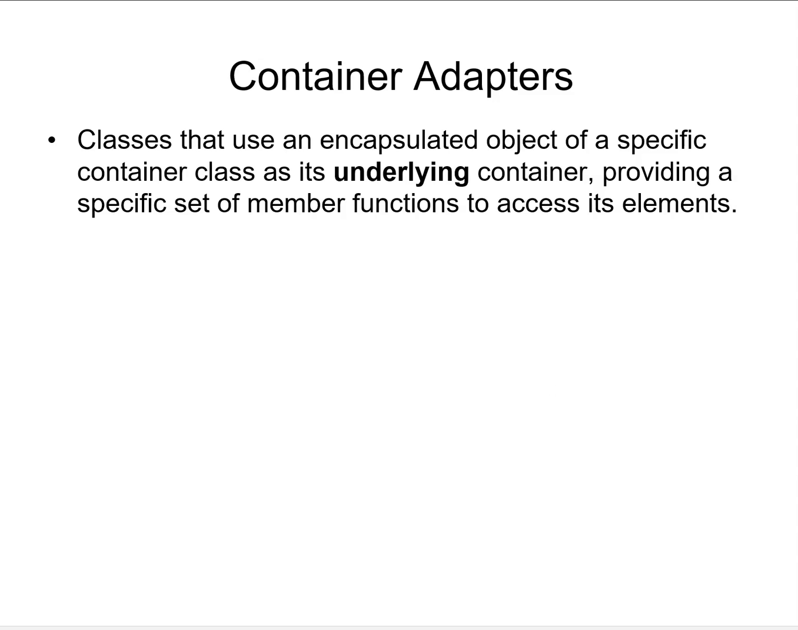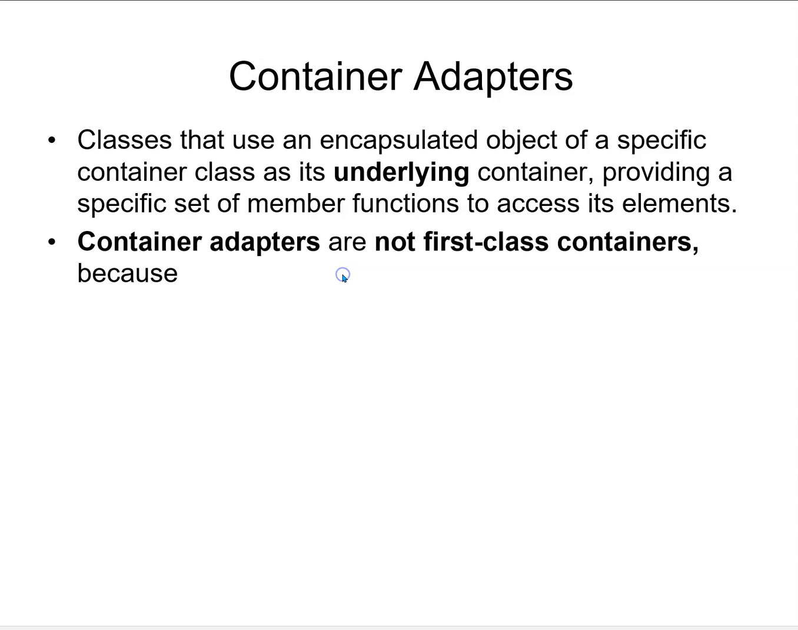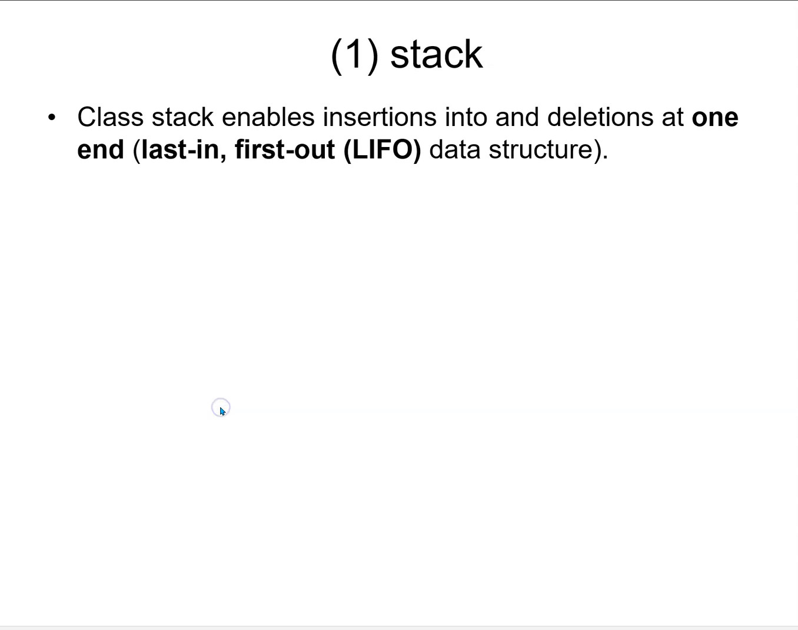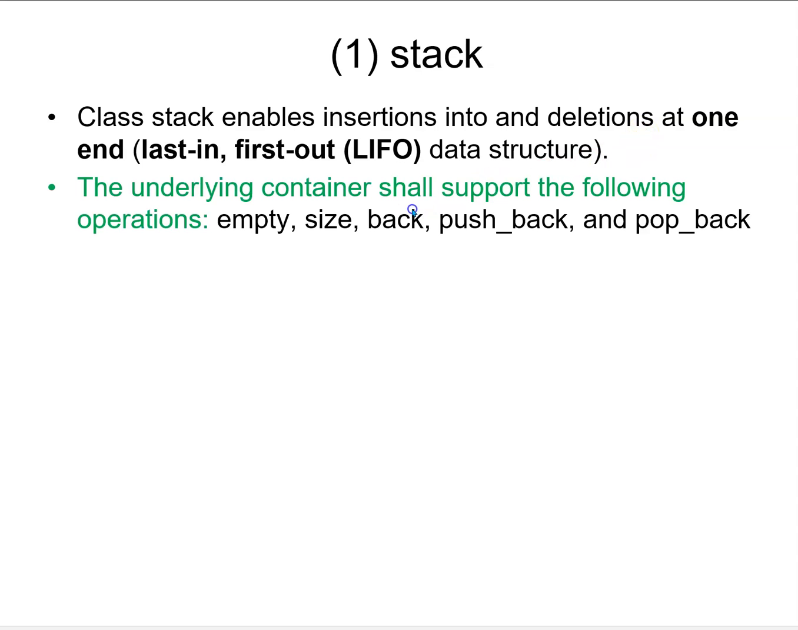So, classes that use an encapsulated object of a specific container class as its underlying container provide a specific set of member functions, and those are called container adapters. They're not first-class containers because they don't provide the actual data structure implementation in which the elements can be stored, and they don't support iterators. Stack enables insertions into and deletions at one end of a data structure.